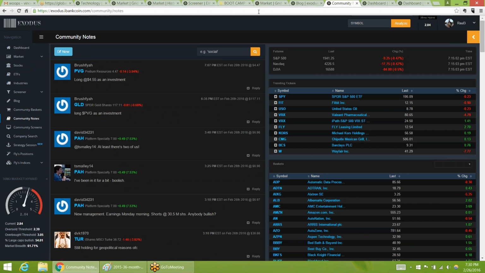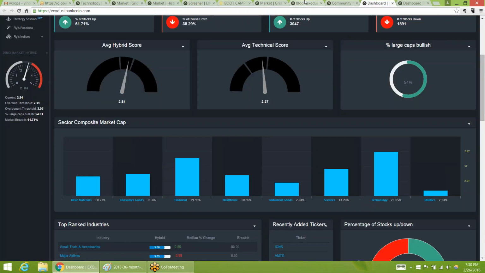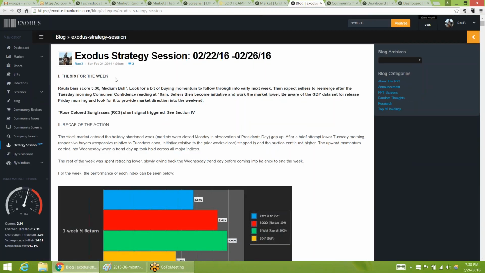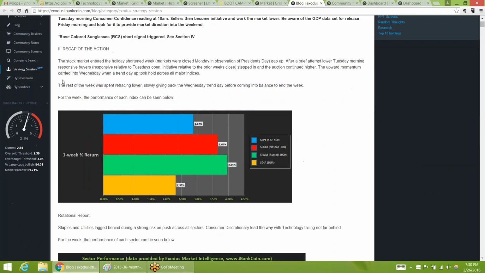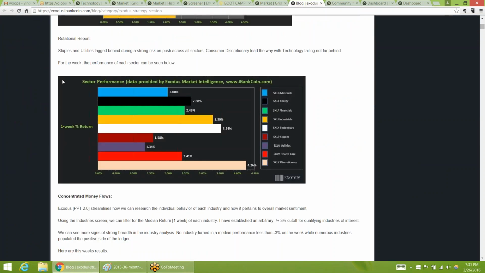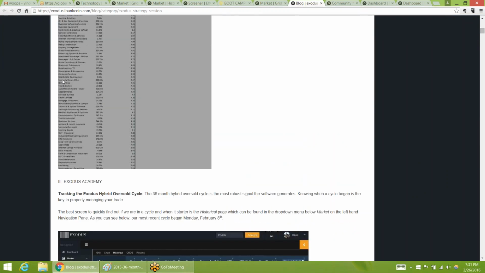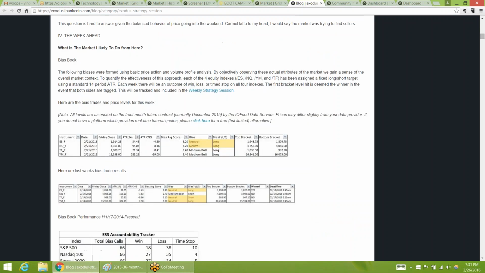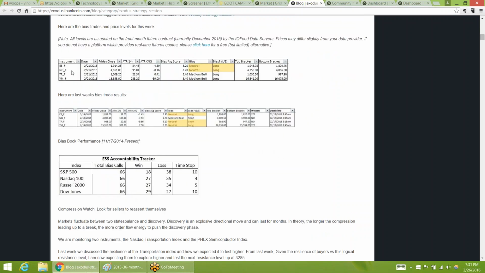Every Sunday at noon, I put out the Exodus strategy session. And I sit down and I literally spend 4 or 5 hours going over a lot of the data here in the software, and then I score each index. So you'll see that kind of right here. You'll see my score for the ES, NQ, TFYM. So it's the S&P, the NASDAQ, the Russell, and the Dow.